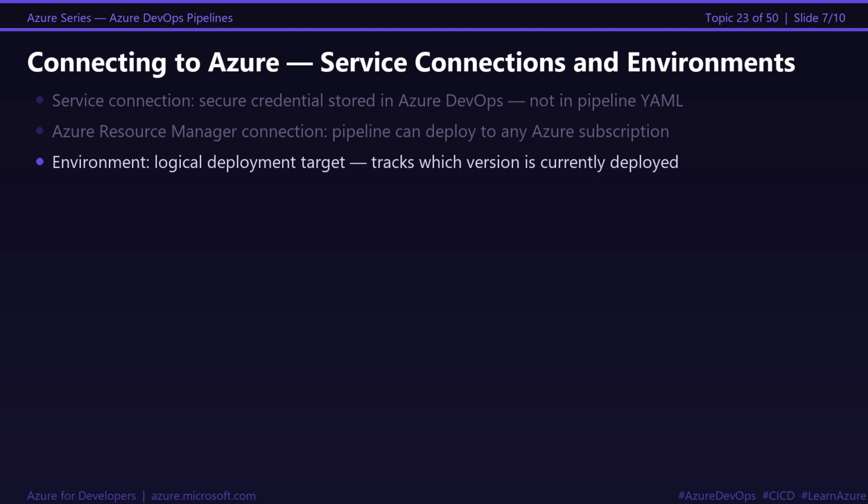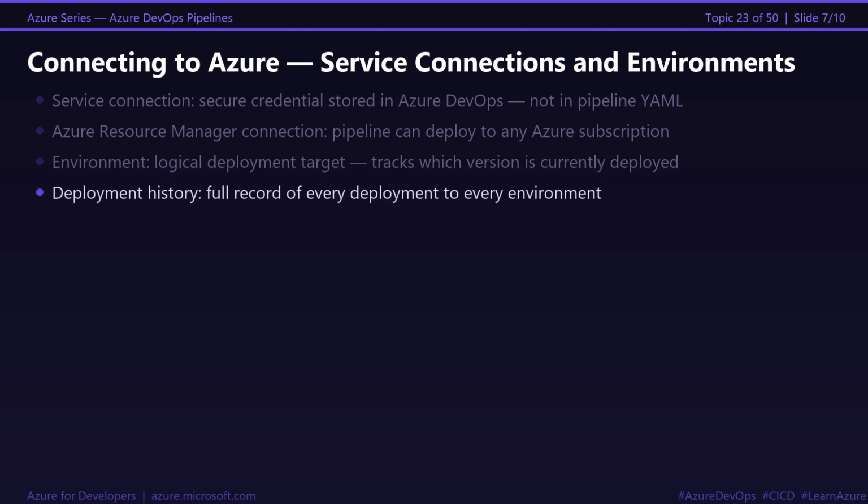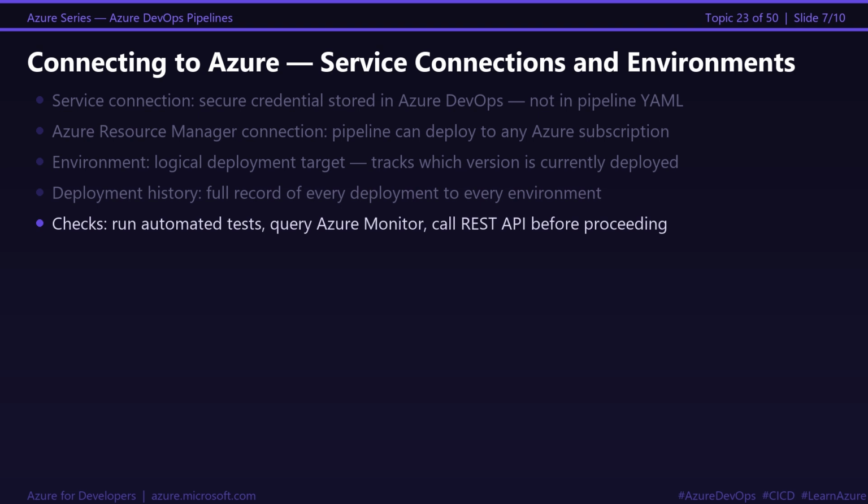Azure environments take this further. Each environment, dev, staging, production, is tracked in Azure DevOps. You see which version is currently deployed to each one. Every deployment is logged with who triggered it and when. When something breaks in production, you know exactly what changed and when it was deployed. This audit trail is not just useful for debugging. Many compliance frameworks require it.